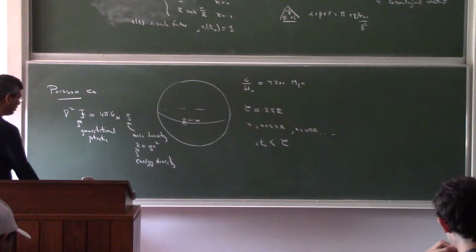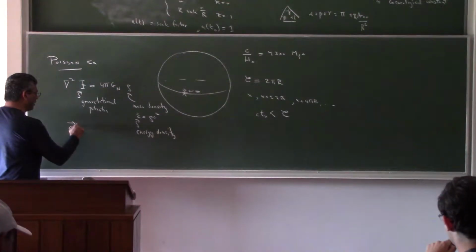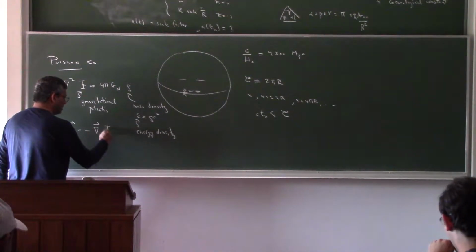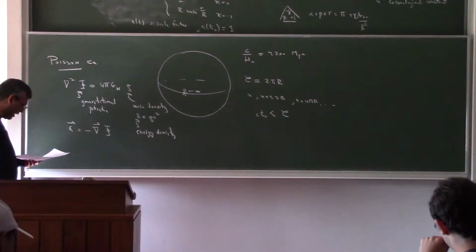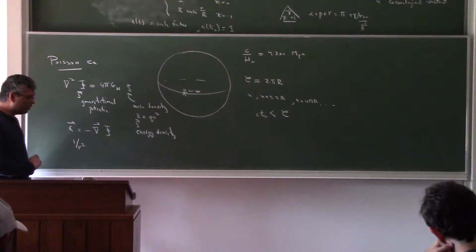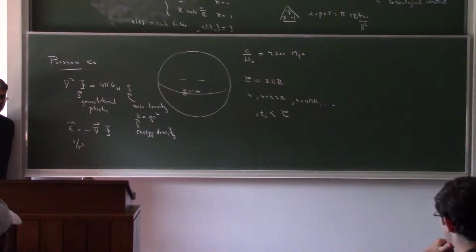So the acceleration due to gravity, so I'm working in a Newtonian language at the moment. The acceleration due to gravity is minus the gradient of the gravitational potential. So we know that the acceleration gives a 1 over r squared force law. So what does that tell us about the behavior of phi? How does phi scale with r?